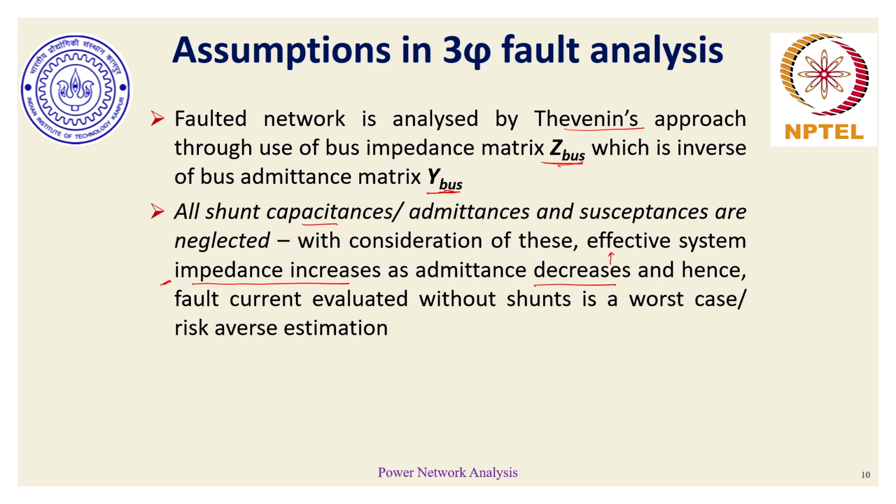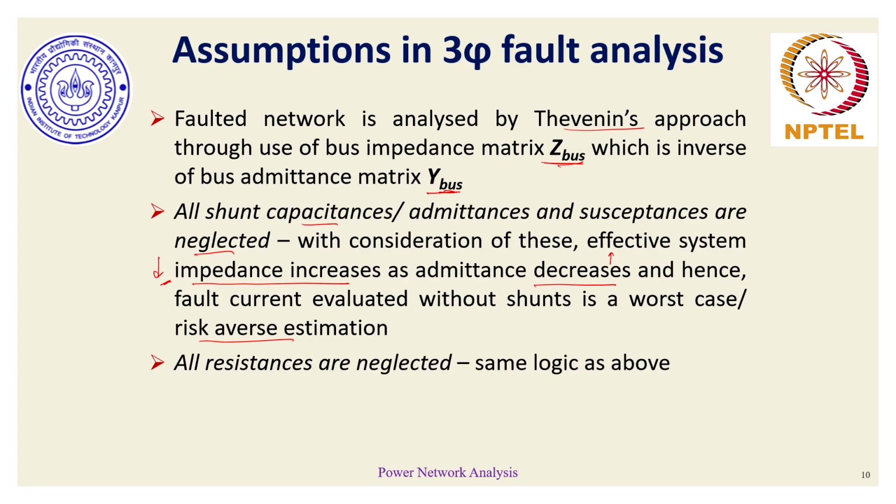While ignoring their presence, what we are considering is that the fault impedances would go down, the corresponding admittances would go up if these are neglected, and in a case where the fault impedance or the Thevenin impedance tends to go down, we would still be able to get the worst possible fault currents, which is a worst case estimation, and that's the reason why we go for risk averse estimation. Similar analysis or understanding also goes for resistances. All resistances, line resistances can be neglected.